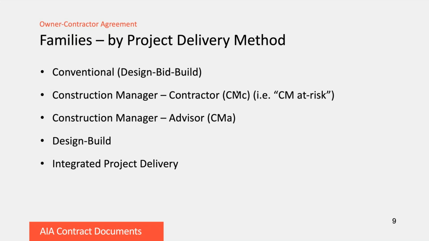There's a design-build contract in which one entity does both the design and the construction. This is becoming more popular now. Many public agencies, including most of the states, now allow some forms of design-build. And then there is integrated project delivery, which is more than an owner-contractor agreement. Signatories to this agreement also include the architect, their major consultants, and the contractor's major trade contractors.